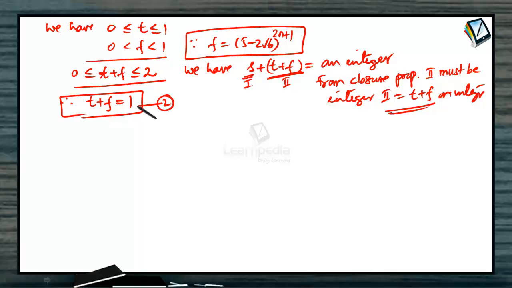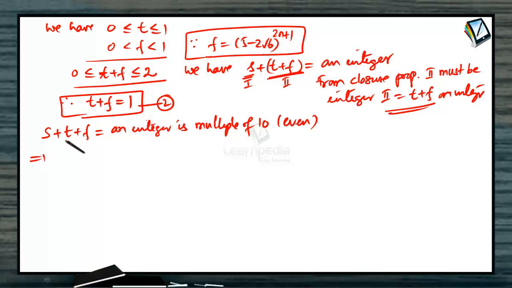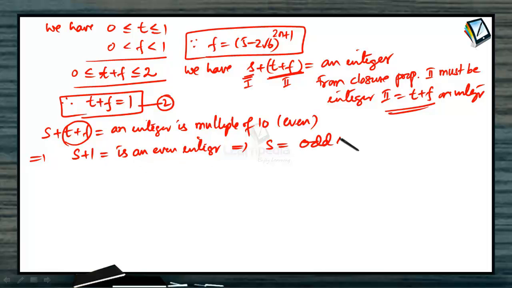Therefore when t plus f is equal to 1, that is f plus t plus f, which is equal to an integer which is a multiple of 10, that is a multiple of an even number, that is even. Since this is equal to 1, then s plus 1 is an even integer. Thereby we can say s is equal to an even integer minus 1, which will be an odd integer. So s is an odd integer is the conclusion. So the first option is correct.